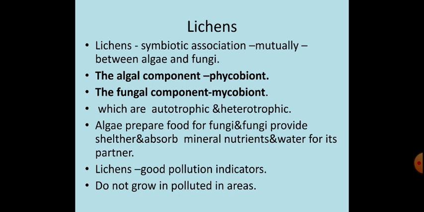The algal component of lichens is called phycobiont. The fungal component is mycobiont. They are mutual friends. They share a mutual relationship. That means algae are autotrophic and fungi are heterotrophic. Algae can prepare their own food, so they will prepare food and share some part of it with fungi. And how will fungi help algae?